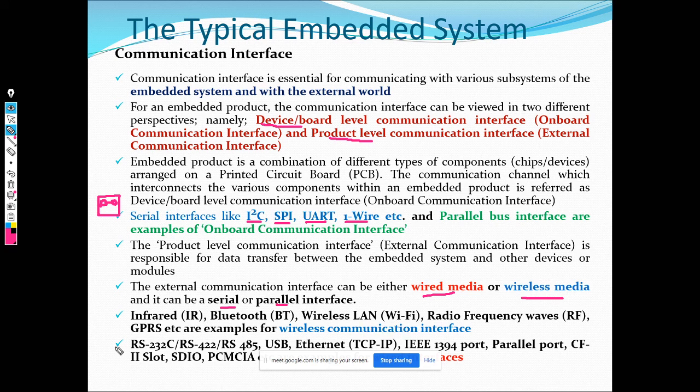And then you also have wired communication, where you have RS-232, which is nothing but your serial interface. Then you have USB, Ethernet, TCP/IP, and several others, right? So we have different wired communications too. With this we come to the end of this particular lecture.